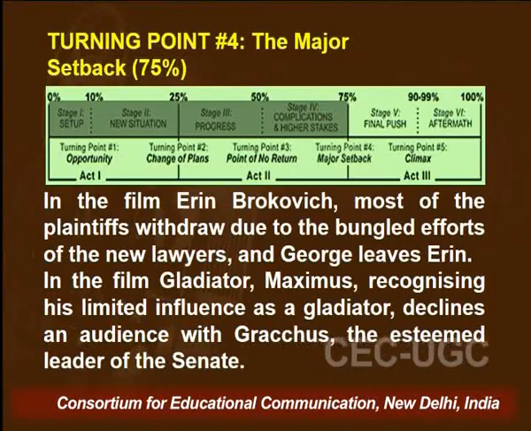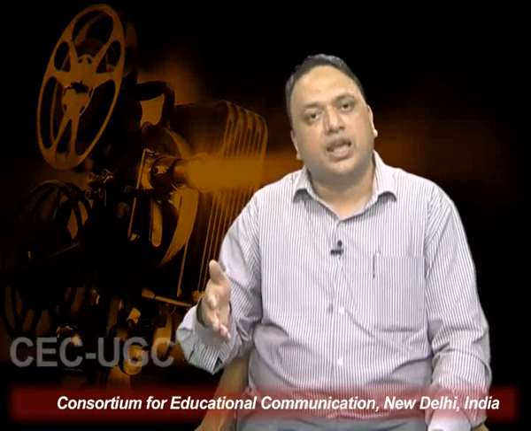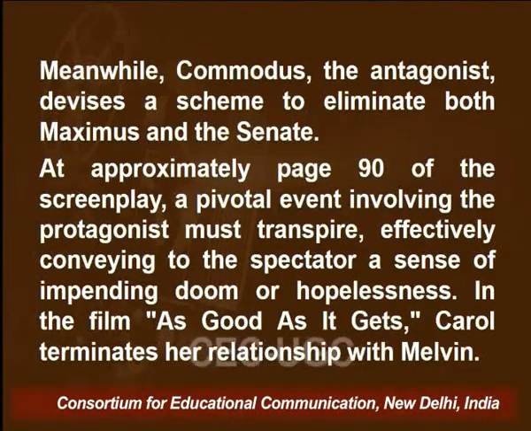with the antagonist, that I'm the father of the murdered son, I'm the husband of the murdered wife, and I'm here to take my revenge. So when he declares it, people of Rome come to know what's going on, and the Senate, all those people, know that he has been a very good general, and he tries to meet the leader of the senators in the coming events. Meanwhile, Commodus, the antagonist, devises a scheme to eliminate both Maximus and the Senate.